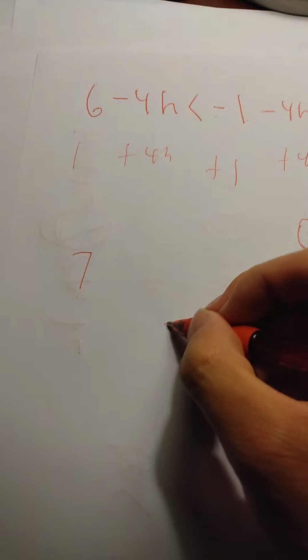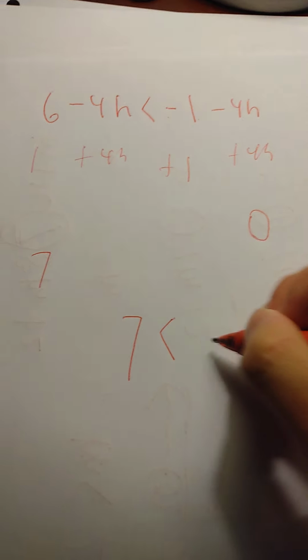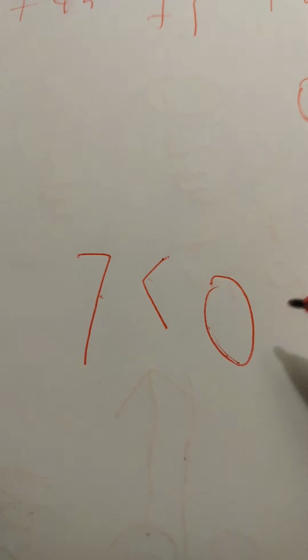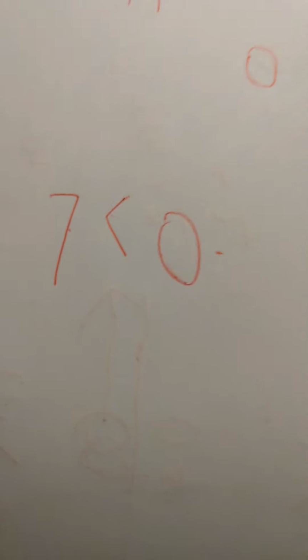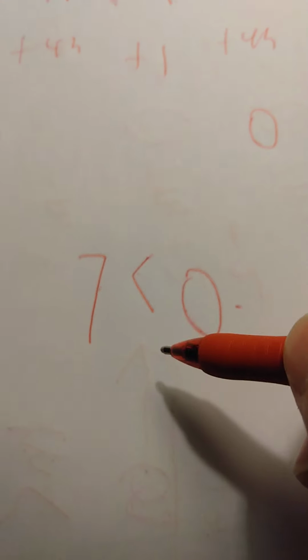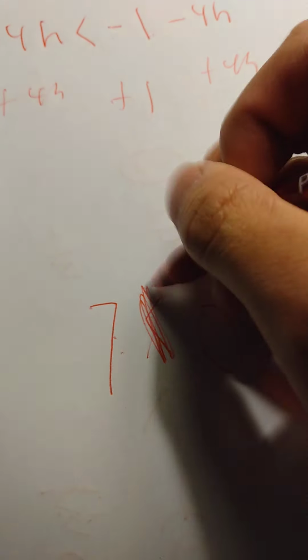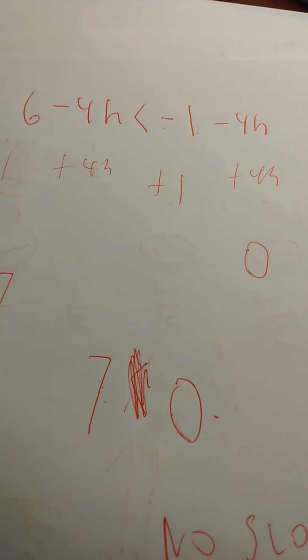But there is one big question right here. How is 7 less than 0? I have no idea. But the idea is that 7 is not less than 0. So we can get rid of this symbol, and we can say that there is no solution. So this problem will not work. And this statement right here is a false statement.